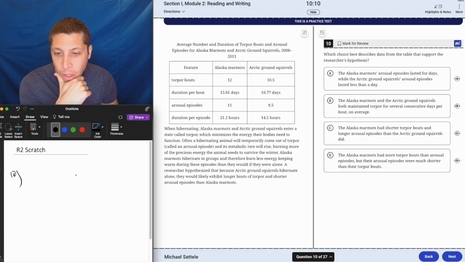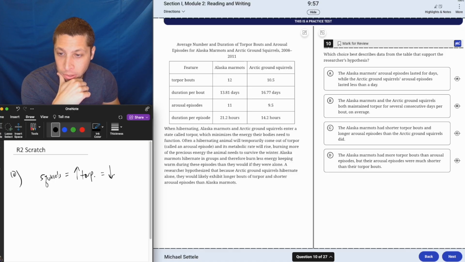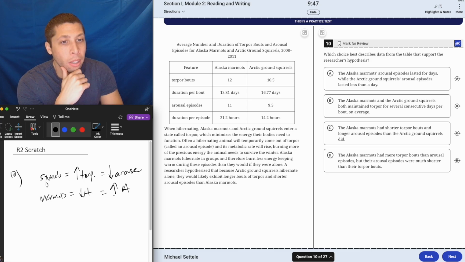So the Arctic ground squirrels hibernate alone. So squirrels equal longer bouts of torpor, so more torpor, and shorter arousal, less arousal. So that means the marmots are the opposite. Less torpor, more arousal. Okay, the Alaska marmots' arousal episodes lasted for days, while the Arctic ground squirrels' arousal episodes lasted less than a day.